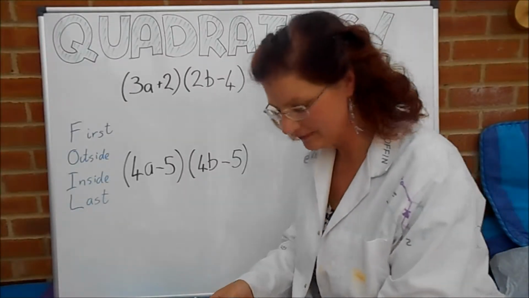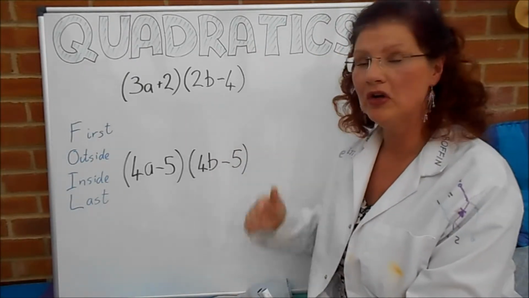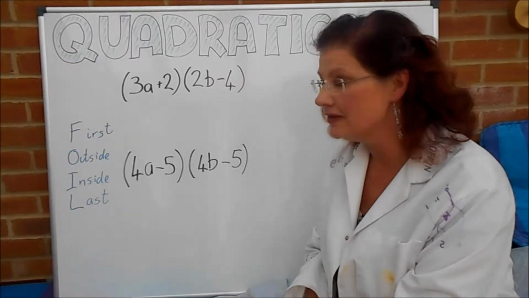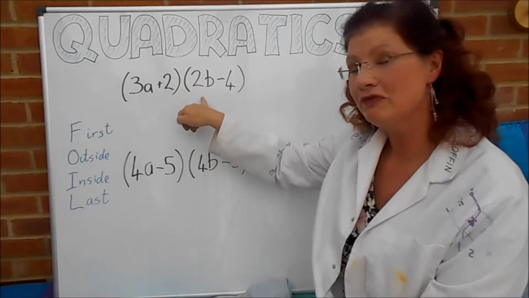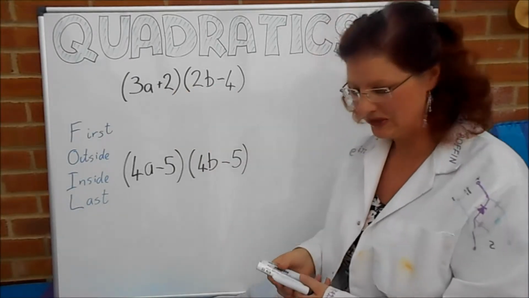Hi there Batty fans. In previous videos we've been doing some multiplying out of brackets that look remarkably like these with x's in them. But of course you don't have to have x's in them, you can have any letter you like. These ones have got a different letter in each bracket. Let's see what happens when you do that.